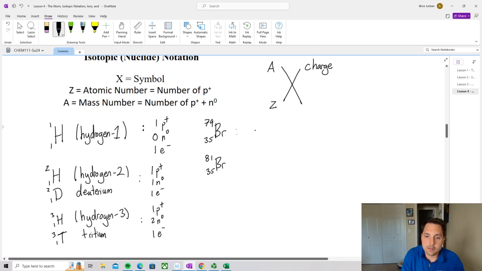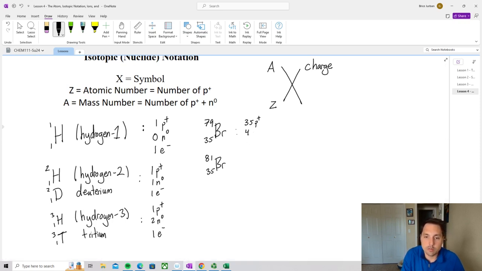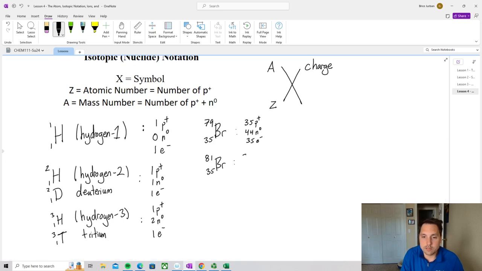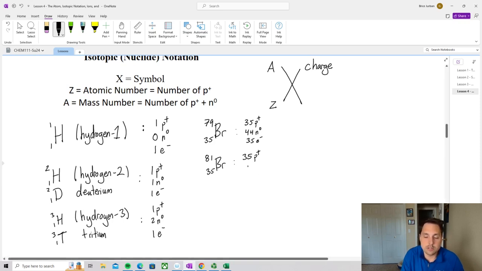All right, so bromine-79 has 35 protons. And then how many neutrons does it have? Well, it's got 79 minus 35, which would be 44 neutrons. And then for the neutral bromine, it's going to have 35 electrons. All right, so for bromine-81, this one's going to have the same number of protons. That determines its identity. The number of neutrons here now is 46. And it's going to have 35 electrons as well.